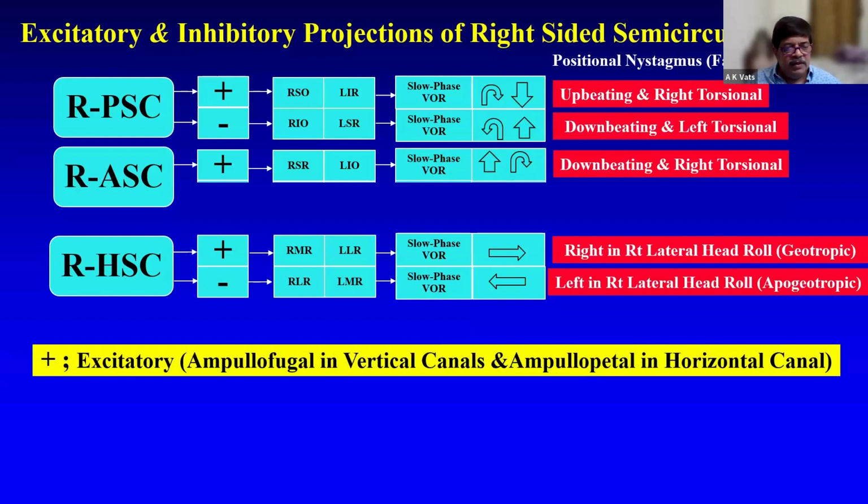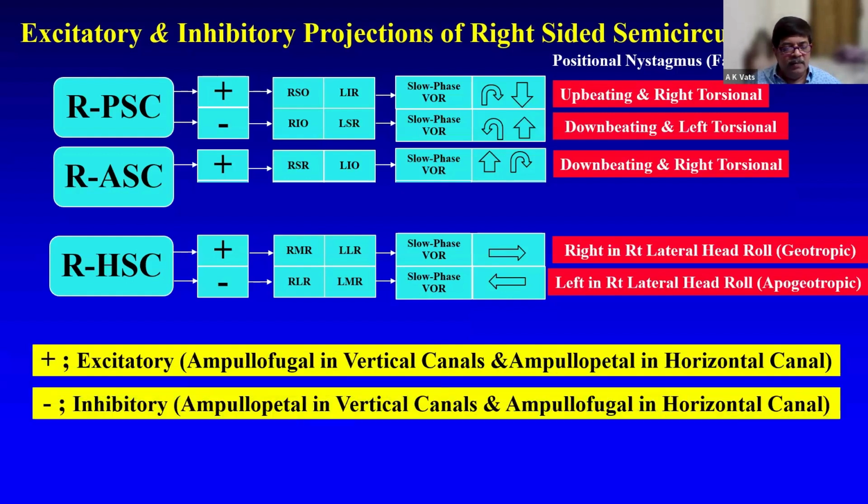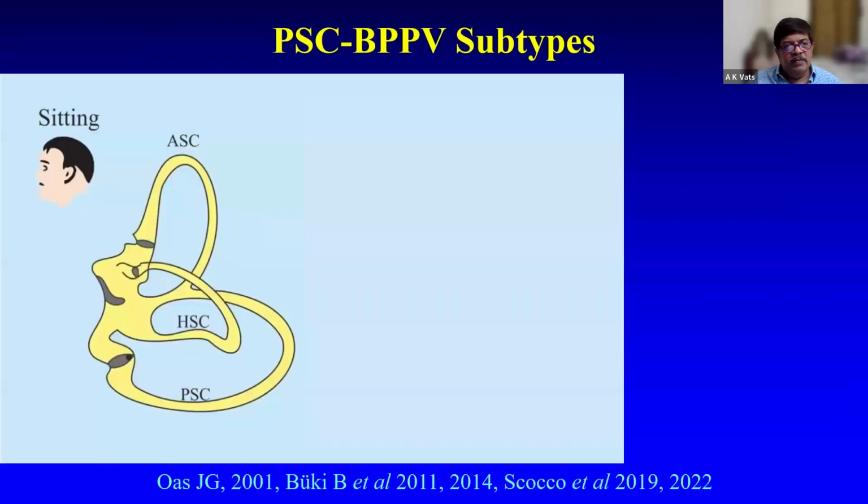Excitatory projections are ampullofugal in vertical canals and ampullopetal in horizontal canals. The inhibitory projections are ampullopetal in the vertical canals and ampullofugal in the horizontal canal. This is a chart which every budding neurootologist should keep in his or her consultation room to know the mechanism, because without knowing them and not visualizing them in 3D, you cannot treat these patients very successfully.